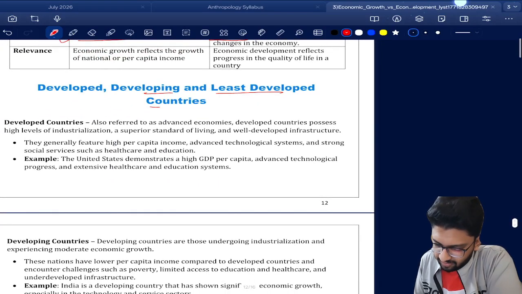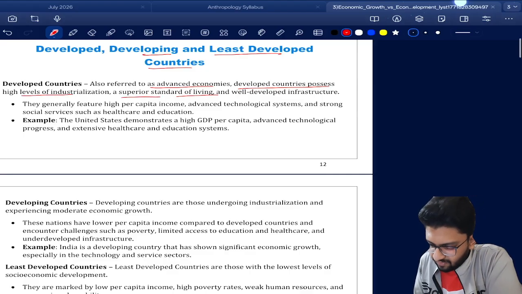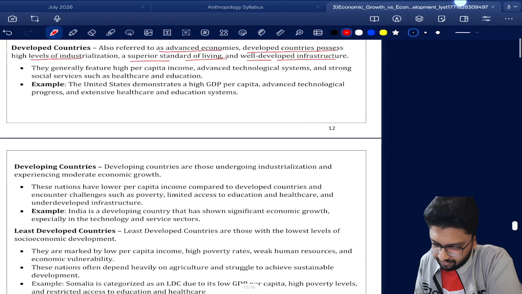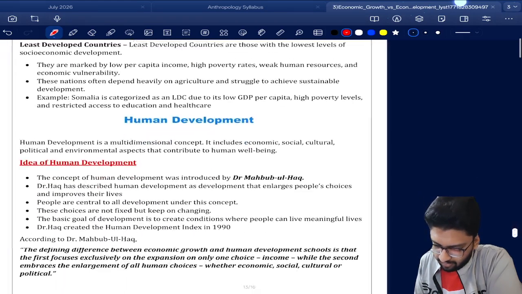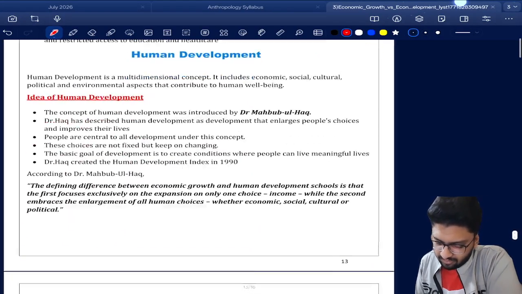Developing and least developed countries. Also refers to advanced economies. Developed countries possess high levels of industrialization, a superior standard of living, and well-developed infrastructure. Okay, these are just tiny 5th standard level concepts.